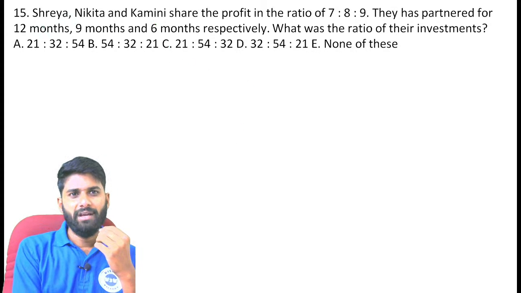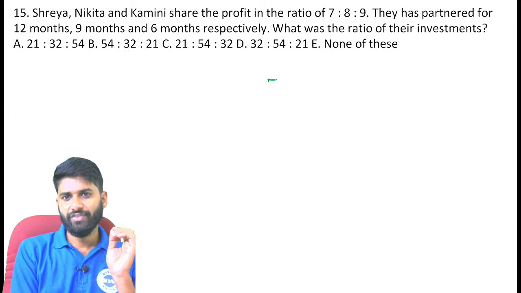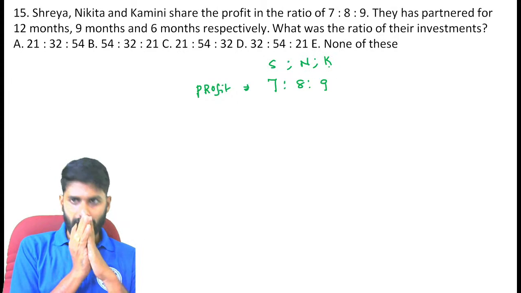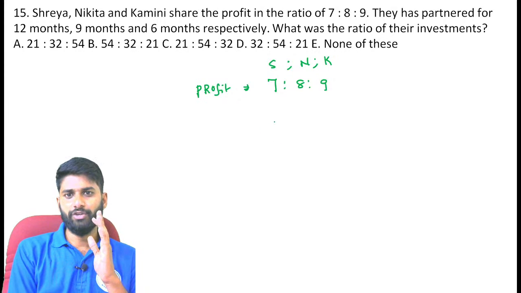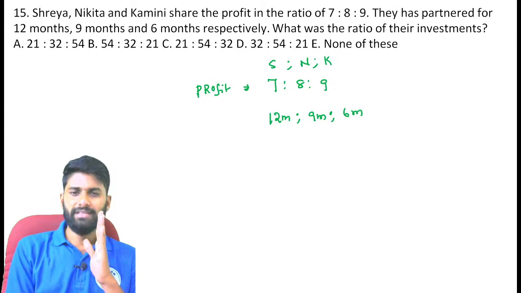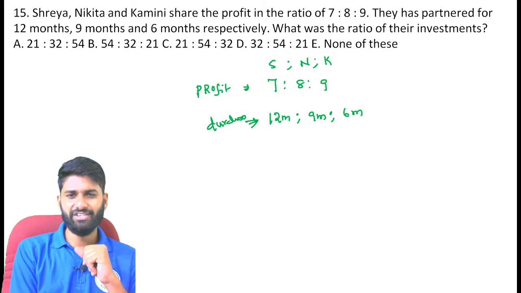Next question. See, Shreya, Nikita, and Kamini share the profit in the ratio of 7 is to 8 is to, sorry, 7 is to 8 is to 9. This is the profit, guys. And the names are Shreya, Nikita, and Kamini. Their partnership durations are 12 months, here 9 months, and here 6 months. So there is a term related to duration. The numbers are 12, 9, 6. So just find the ratio, guys.